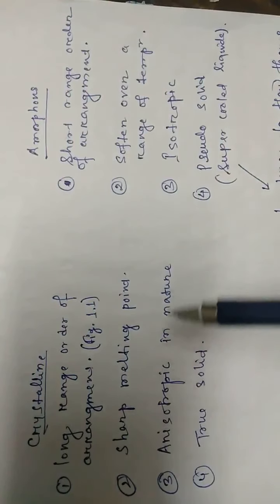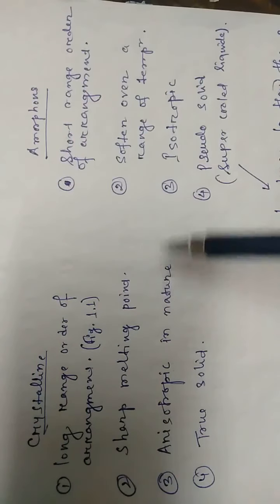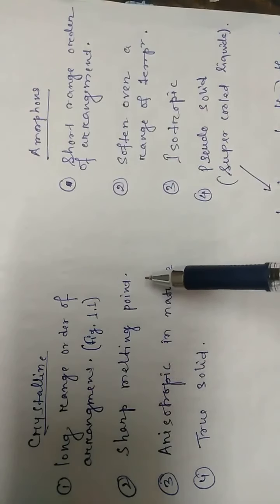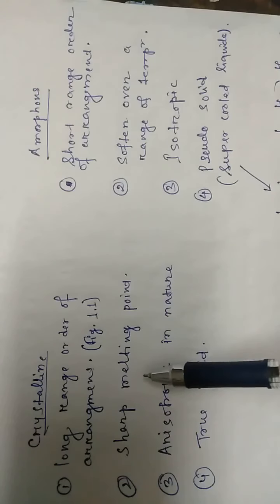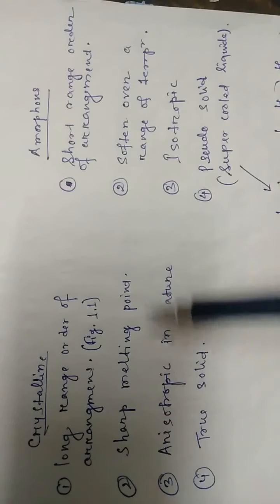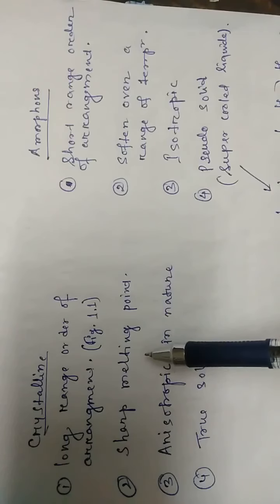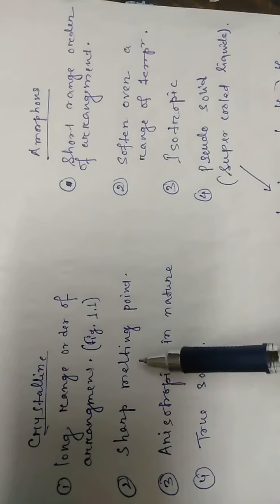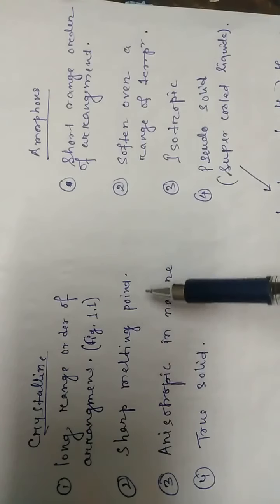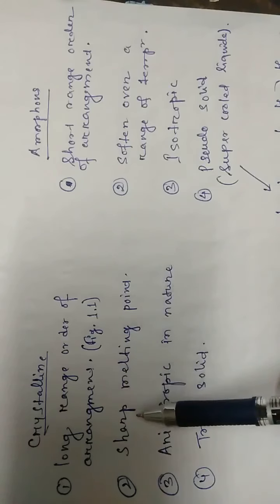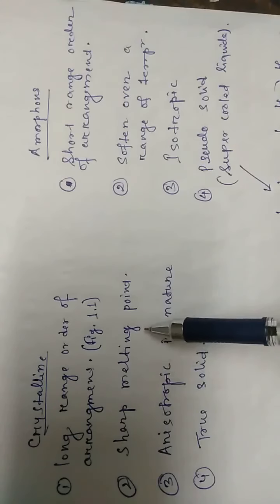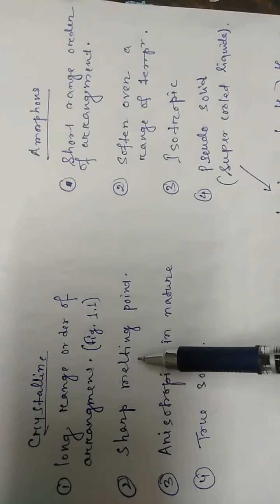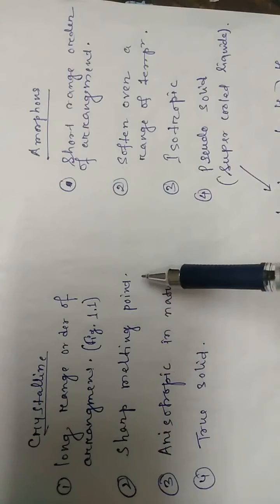Another point of difference between crystalline and amorphous solids is that crystalline solids have a sharp melting point. Sharp melting point means crystalline solids are converted into liquid state at a particular melting point. Melting point is the temperature at which a solid starts to convert into liquid state. So a crystalline solid has one particular melting point; it converts into liquid state at one particular temperature.